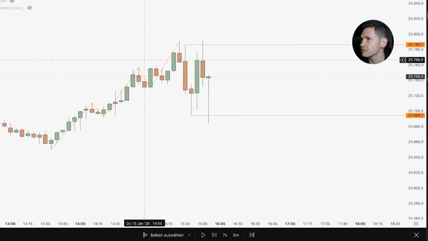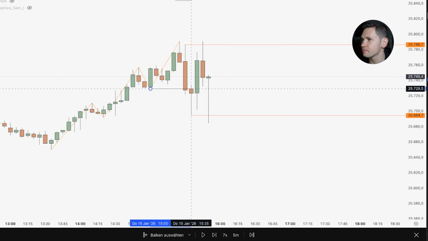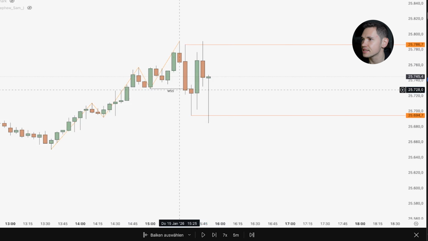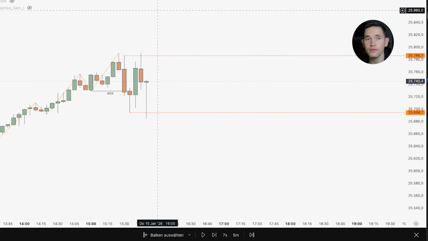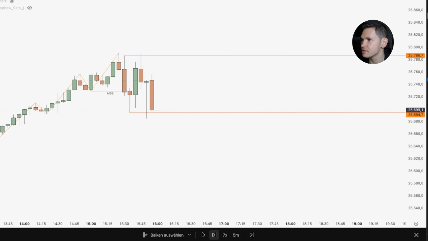And as you can see, market structure was bullish right here: higher low, higher high, higher low, higher high. But then we shifted structure right here. When the opening range got created, we closed two candles below the last low. So right here we switched market structure, and then I am waiting for a close below the range low since market is bearish. And let's see what happened.